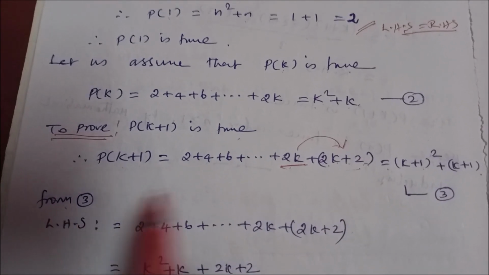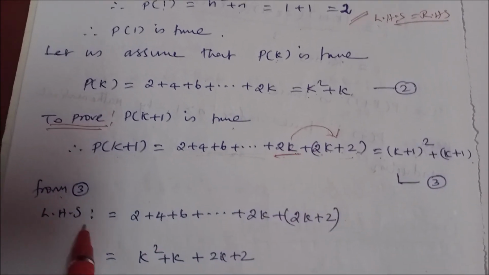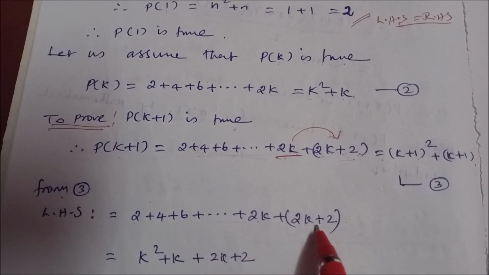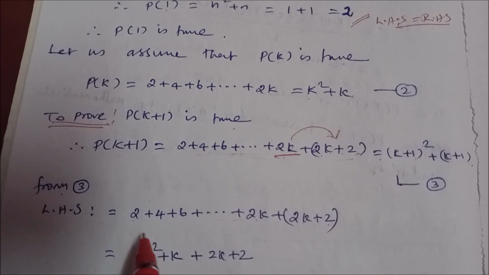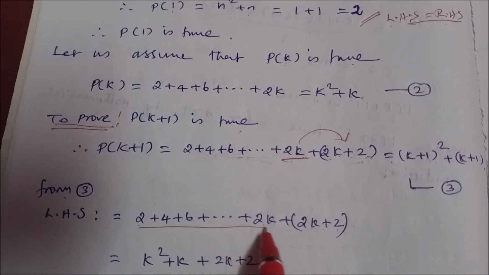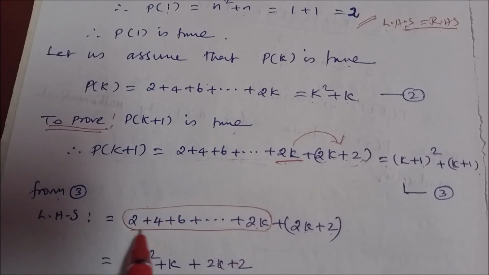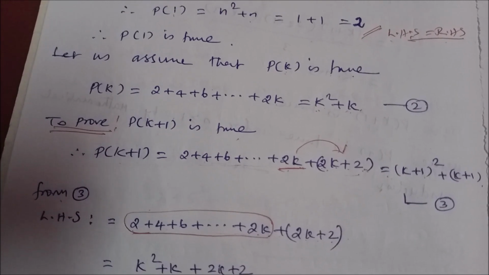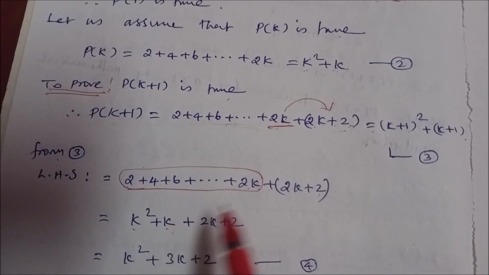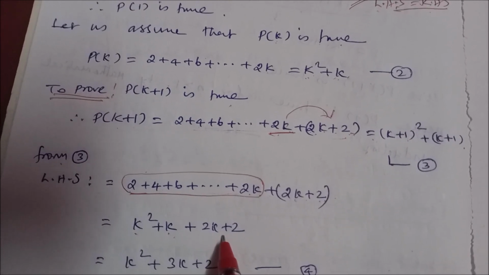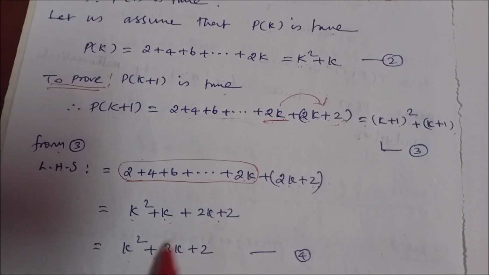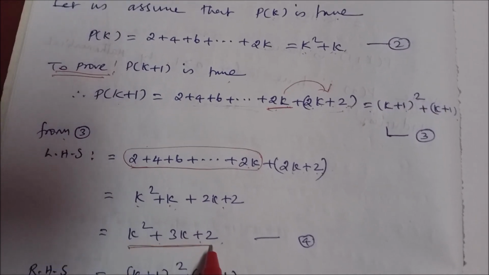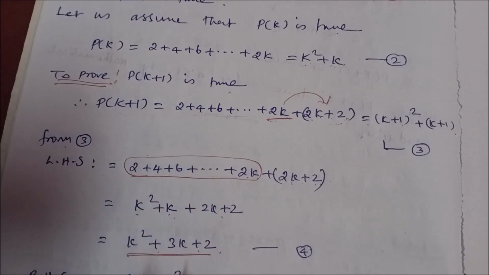From 3, take the LHS term: 2 plus 4 plus 6 etcetera plus 2k plus 2k plus 2. Replace the first terms 2, 4, 6 up to 2k by k square plus k, then add 2k plus 2. Simplifying, k square plus 2k plus k, that is k square plus 3k plus 2, is the LHS value of the k plus 1th term.